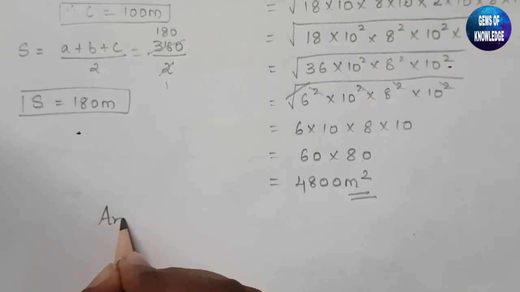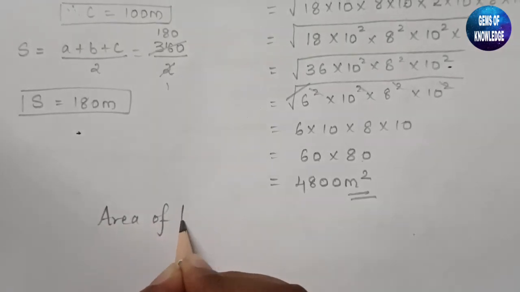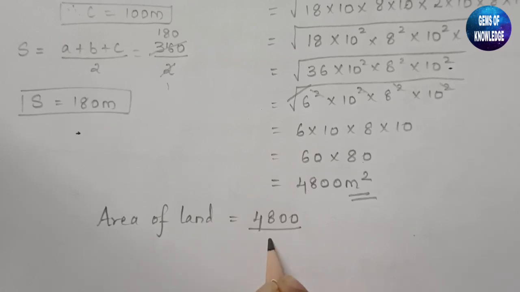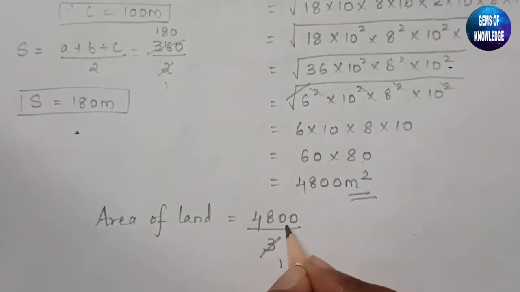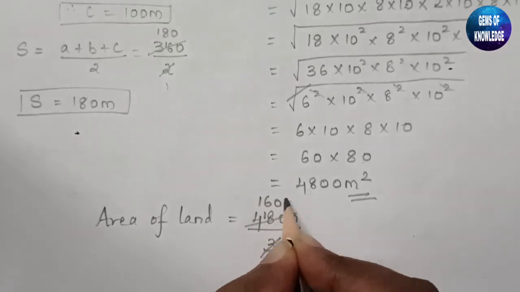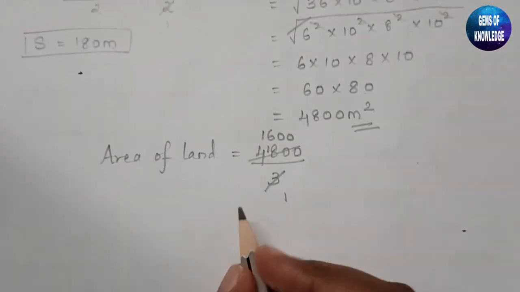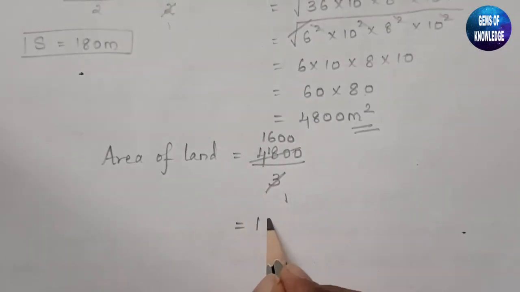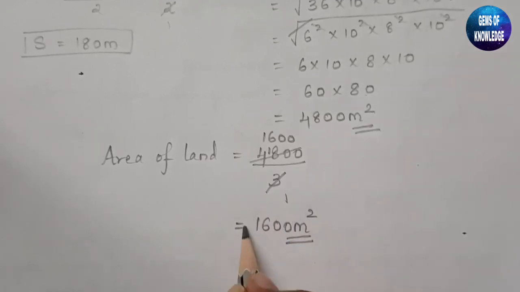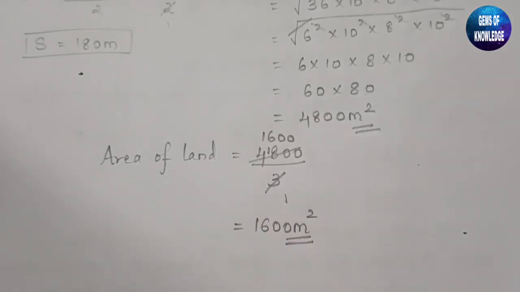So the area of land is 4800 divided by 3. That is 3 ones are 1, 3 sixes are 18, and the two zeros will be as it is. So it is divided among one person. We are getting 1600 meter square of land taken by one person.